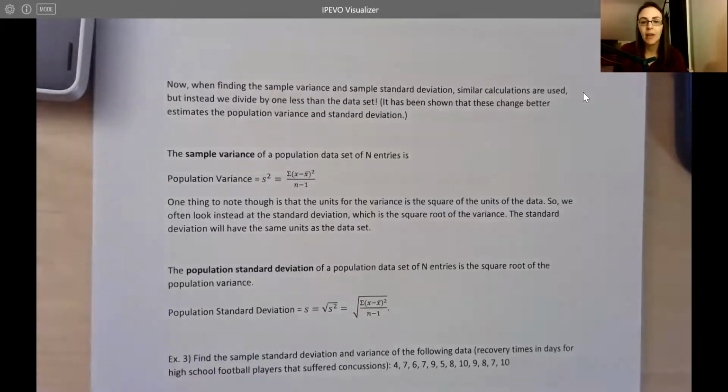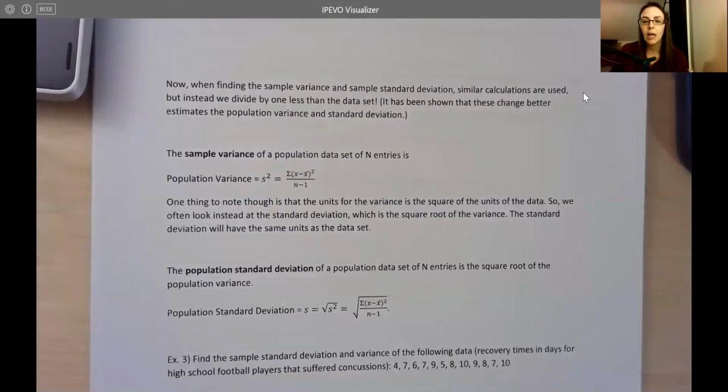Now, when finding the sample variance and sample standard deviation, we're using sample data, not population data. We have very similar calculations, but there's one slight change. Instead of dividing by n, the total number of data, we divide by n minus 1. The reason is that over time, we have seen that using n minus 1 with sample data better approximates the population variance and the population standard deviation.